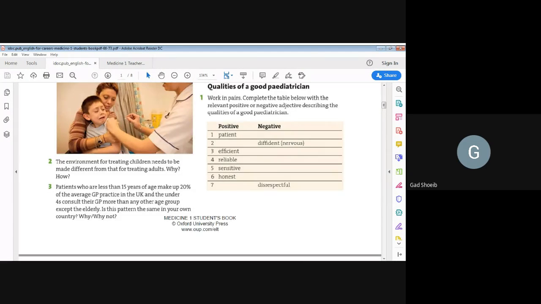Okay, number six, honest. Yes, excellent. The opposite is dishonest, D-I-S. Not liar, but dishonest. Number seven, disrespectful. Not a good one. The opposite is respectful. Not disrespectful. Quickly.